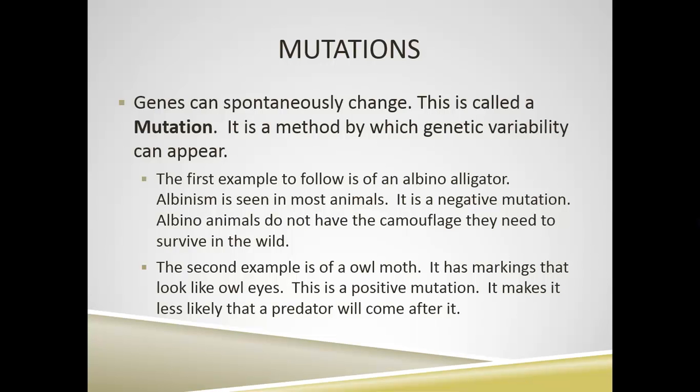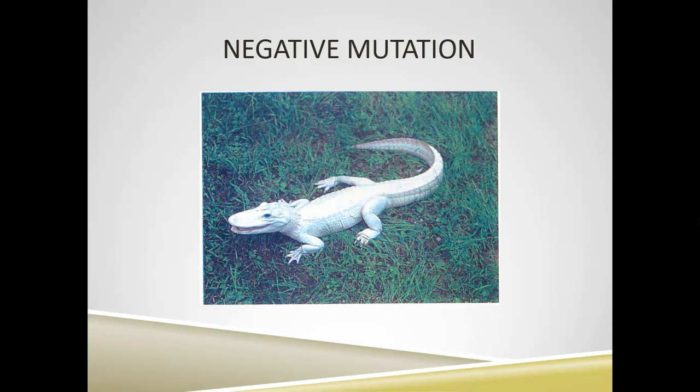We tend to think of mutations as negative, and this is an example of a negative mutation, which is albinism, which is seen in every species, and it would prevent this animal from being able to camouflage itself. And because an albino alligator is just as yummy as a regularly colored alligator, this one would be very likely to be eaten. So we tend to see them in zoos.